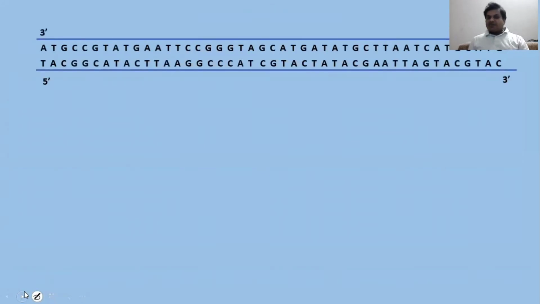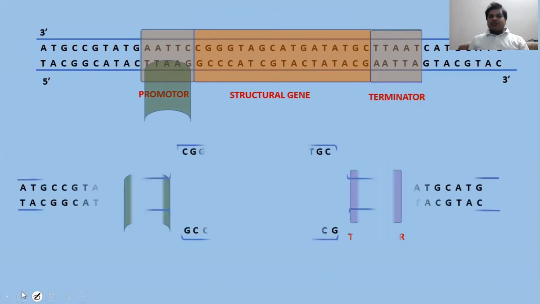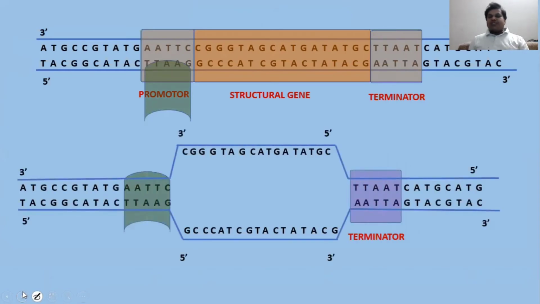This is a segment of DNA. Let us consider this is a transcriptional unit having a promoter, structural gene, and a terminator. RNA polymerase binds to the promoter. Once it binds to the promoter, the structural gene opens up, meaning the hydrogen bonds between the base pairs break and the two strands separate out.